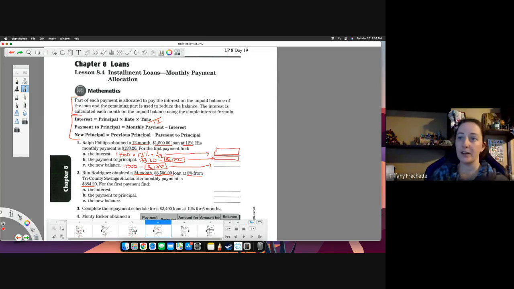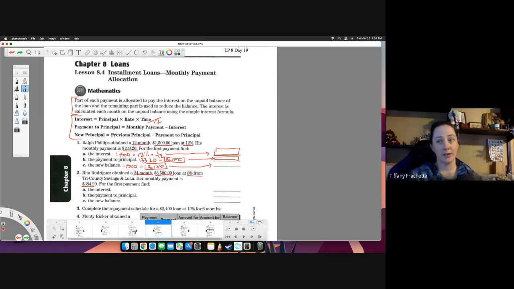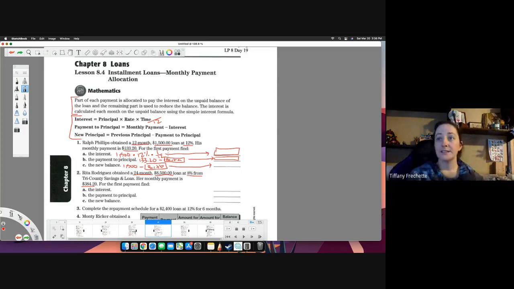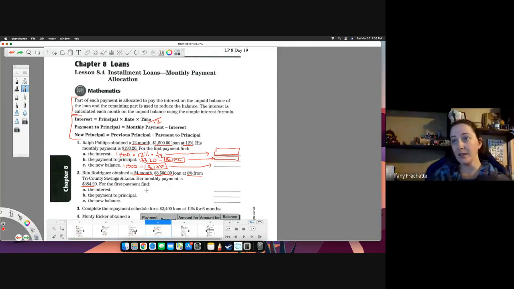So instead of $1,500 for the principal, it's going to be $8,500. Instead of 12% for the rate, it's going to be 8% for the rate. Still going to be 1/12 for the time because we're still looking at her first month, so 1 out of 12 months. And then we'll go through the exact same steps here. Just make sure you're paying attention and you're using the payment from this problem and the principal from this problem for part C. Okay.